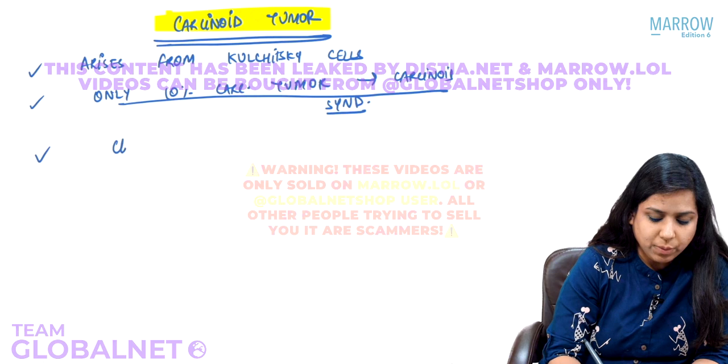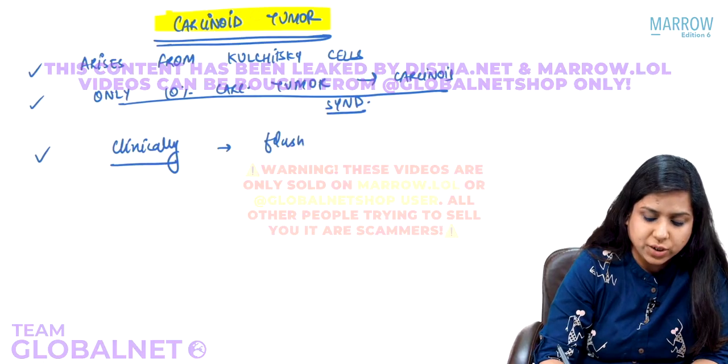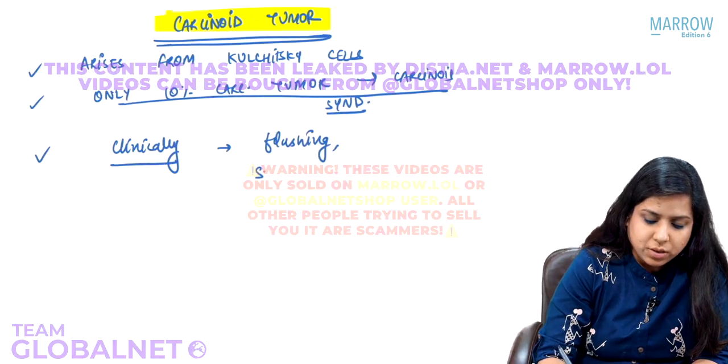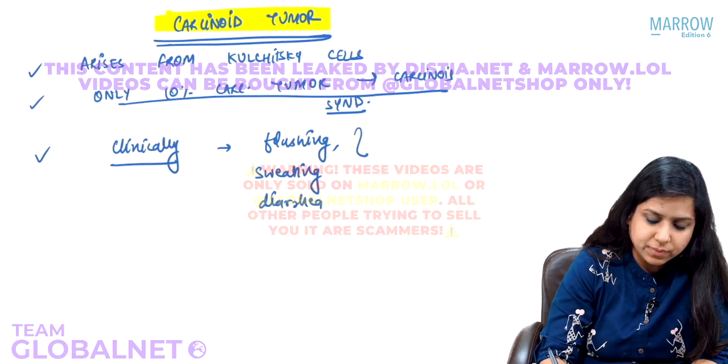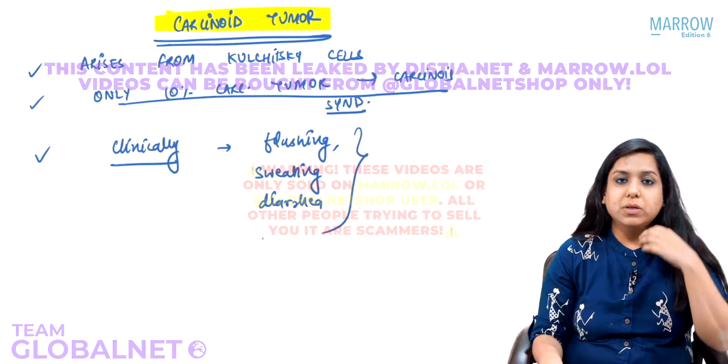So how will a patient clinically present? What are the features of carcinoid syndrome, students? There can be flushing, sweating, diarrhea, right? Correct, students?